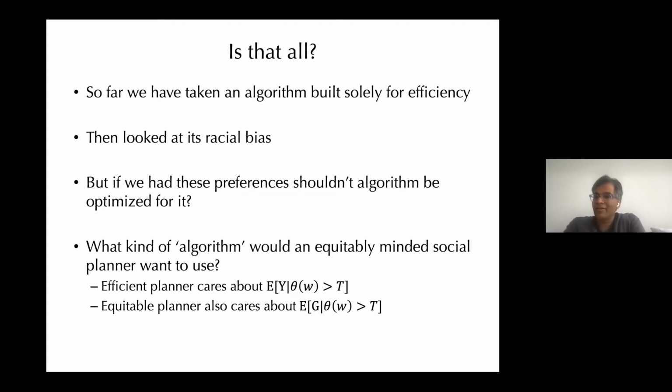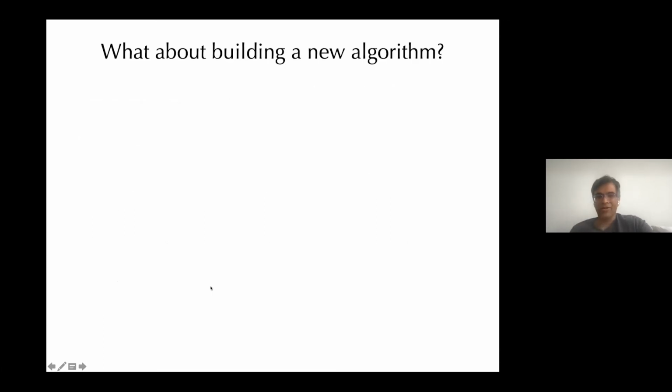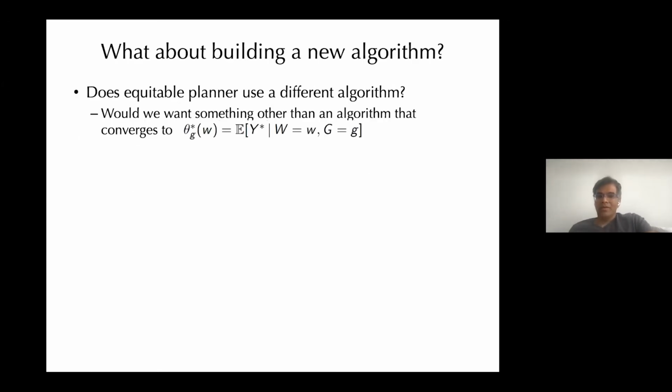So here I'm going to contrast two planners, an efficient planner, I'm going to call them, that cares only about the outcome, and an equitable planner that cares also about the racial distribution of who ends up in jail or who's hired. So these are two extremes of the distribution. Sorry, not extremes, but the equitable planner has some weight on equity. This should be called the dumb planner or something. They just don't care about equity at all. So that's the extreme case. Okay. So does the equitable planner want to use a different algorithm?